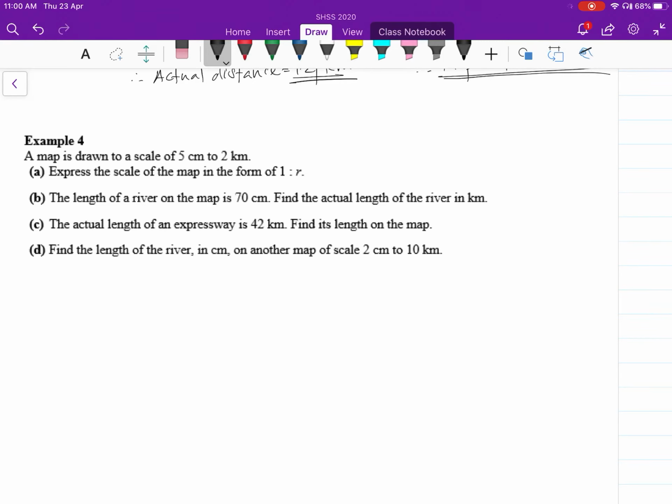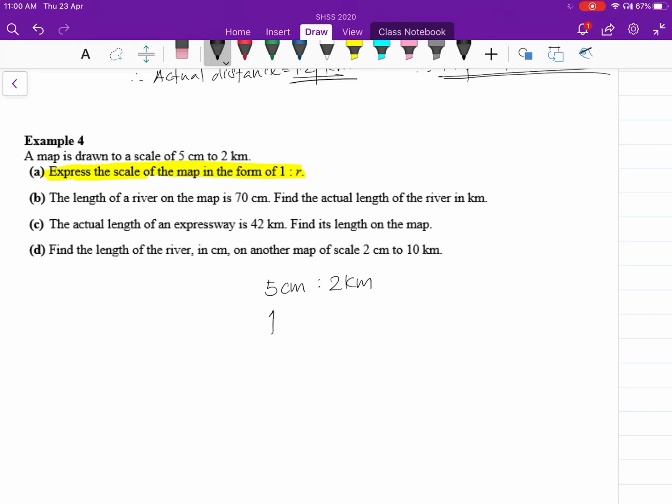A map is drawn to a scale of 5 cm is to 2 km. So I have a scale on the map 5 cm is to 2 km. Okay, usually for maps and scales, we want 1 cm is to something. You see, that's why for part A, they ask, express the scale of this map in the form of 1 is to r. So let's do it.